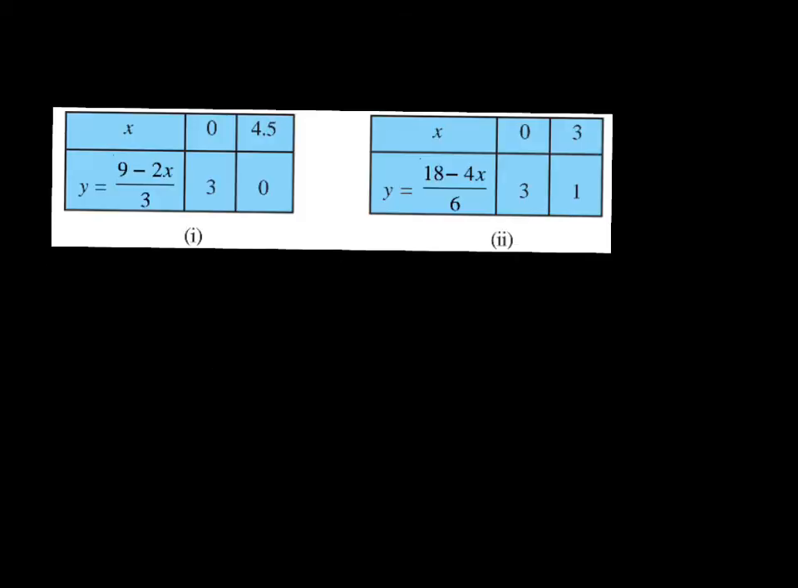So we can choose random values of x and find the corresponding values of y for each equation respectively. For the first equation, our x and y will be 0, 3, 4.5 and 0. And for the second equation, when x is 0, y is going to be 3. When x is 3, y is going to be 1. Now we can plot these two lines and see what happens.